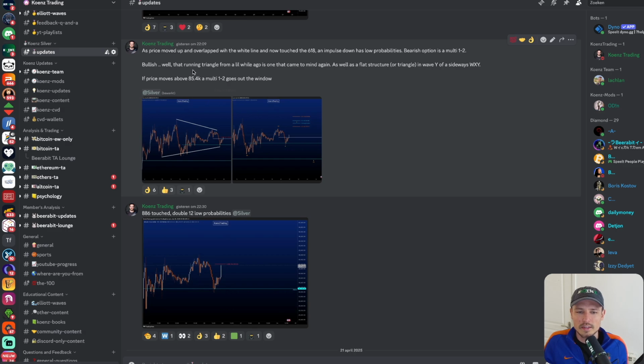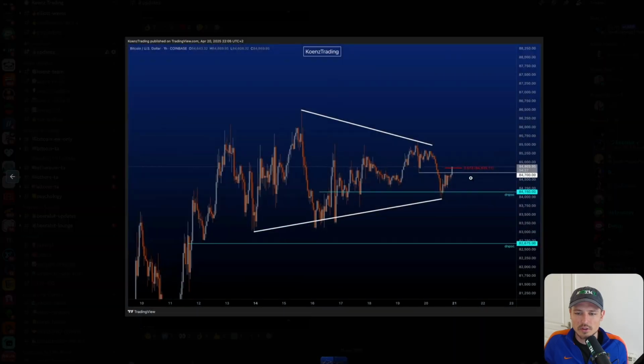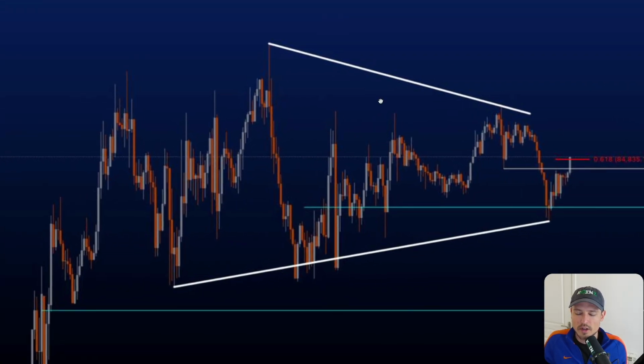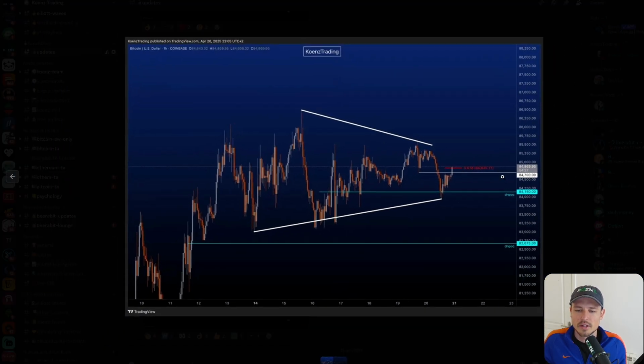So over here, this is in silver. This was at 10 p.m. And I write, as price moved up and overlapped with the white line and now touched the 0.618, an impulse down has low probabilities, right? So you have over here the potential triangle. I get to that in a second. But then price here overlapped with the white line and it touched the 0.618. So an impulse down, low probabilities, which means a multi-1-2 becomes your next bearish option.